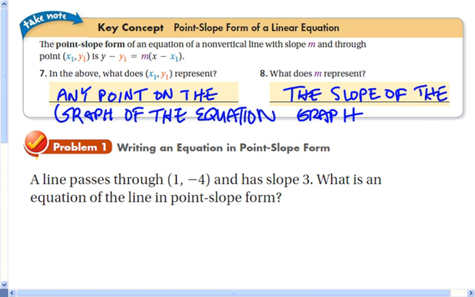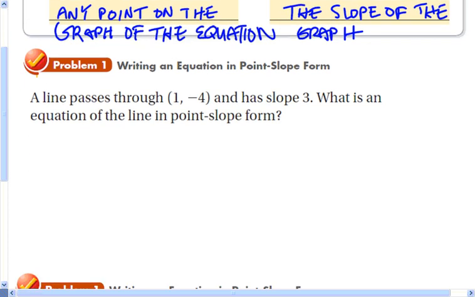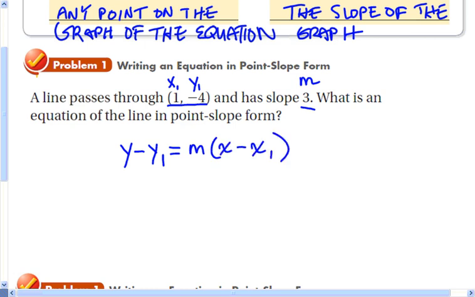To write an equation in point-slope form, we need to identify a point and the slope. And here we're given the point, and here we're given the slope. And we're going to let that 1 be x sub 1, and negative 4 be y sub 1, and that's 3. And so we're going to write the original formula, which is y minus y sub 1 equals the slope times the quantity x minus x sub 1.